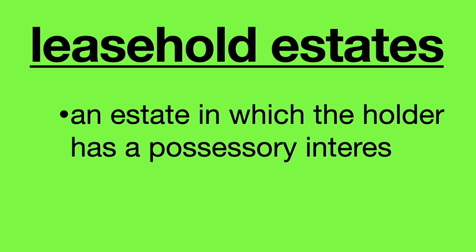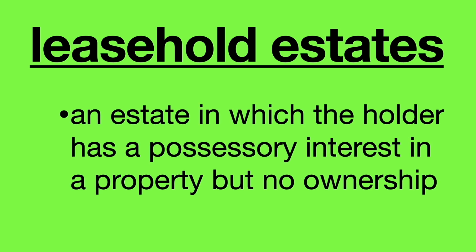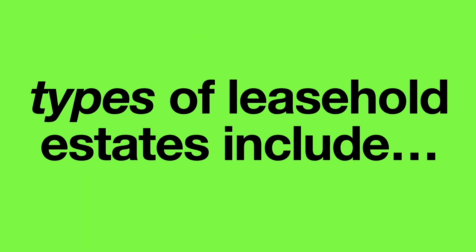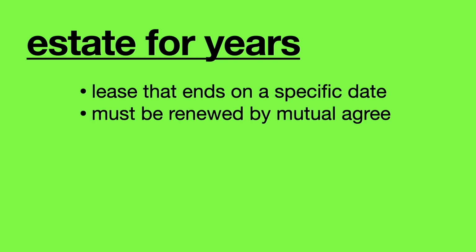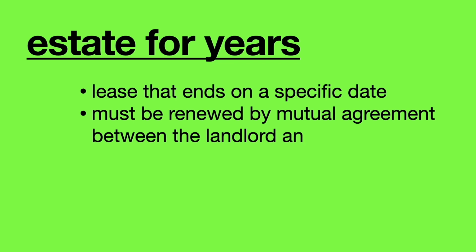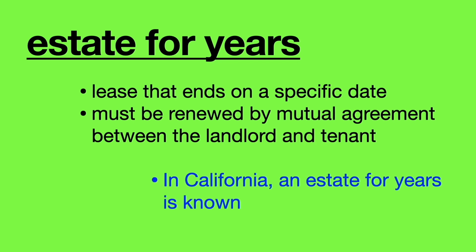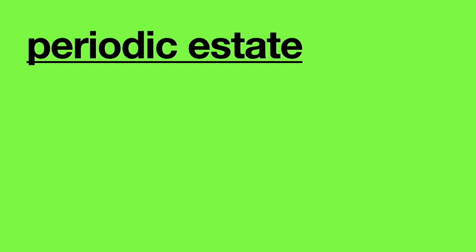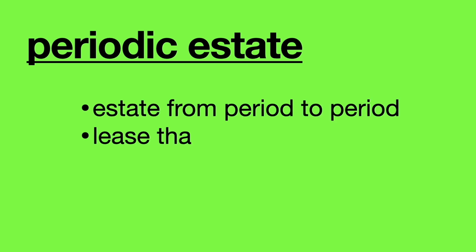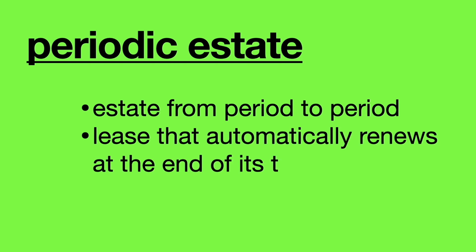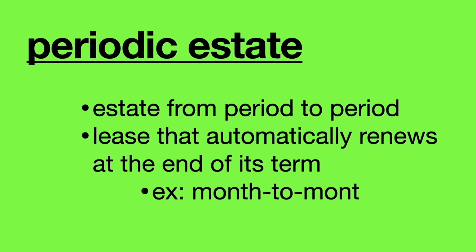A leasehold estate is an estate in which the holder has a possessory interest in a property but no ownership. Types of leasehold estates include: an estate for years, which is a lease that ends on a specific date and must be renewed by mutual agreement between the landlord and tenant, aka chattel real. In California, an estate for years is known as a periodic estate, so it's an estate from period to period.